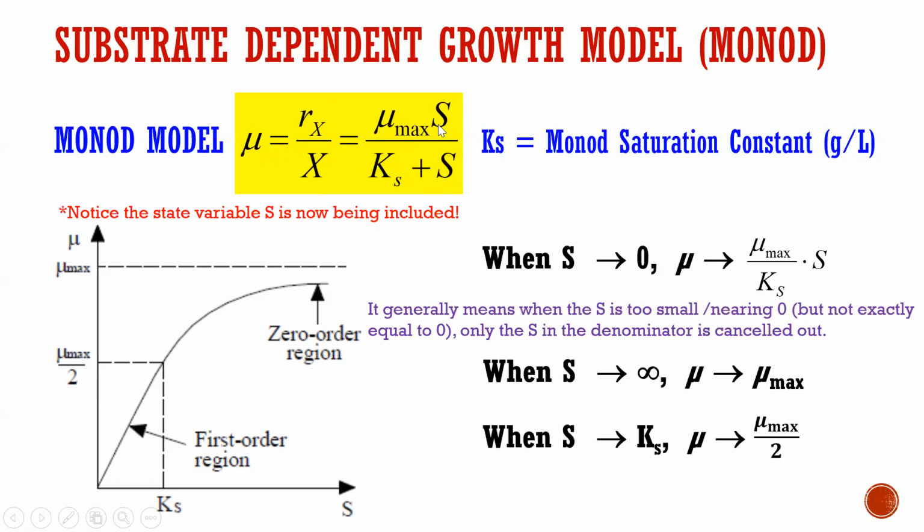But now for Monod, this element is being added, right? So mu is no longer equal to mu max only, but now they incorporate the term S here and also Ks, all right? So in this case, for Monod, if the question is, what are the kinetic parameters? The answer will be mu max and Ks. Both are kinetic parameters. And Ks refers to the Monod saturation constant, gram per liter.